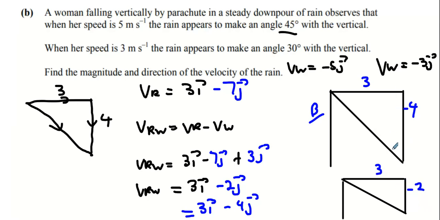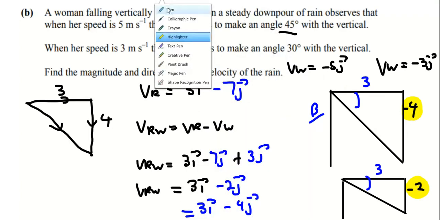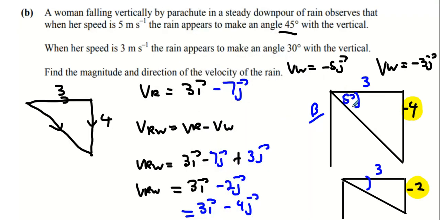Okay, so when you're calculating, the horizontal angle is what you can calculate first. When you're calculating that horizontal angle, you need to multiply the j components by negative. So you can do tan inverse 4 over 3. You find out that the first one is 53 degrees to the horizontal. I'll just round off, which is 37 degrees to the vertical.